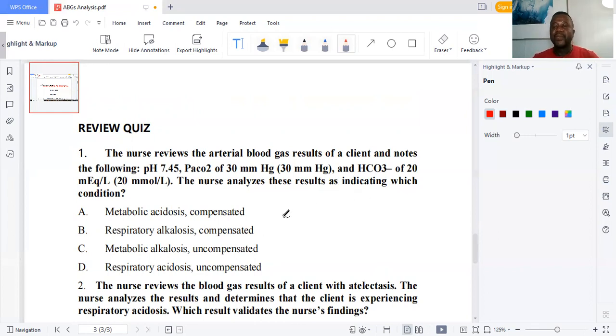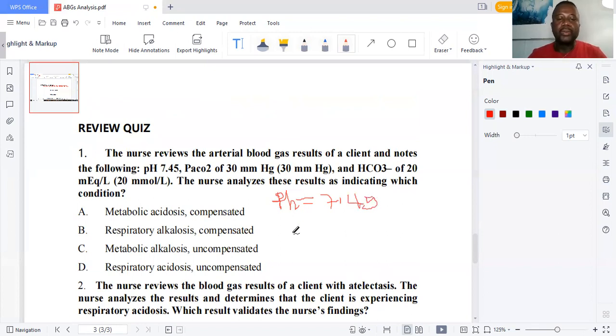Good. First, step number 1, look at the pH. Okay, look at the pH. The pH is 7.45.